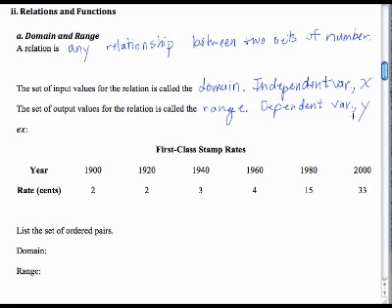So let's look at this example. First class stamp rates. In the year 1900, stamps cost 2 cents. In the year 1920, they cost 2 cents. 1940, they were 3. 1960, they were 4 cents. 1980, 15 cents. I remember when I was born, they were about 20 or something, somewhere in this range. And then in 2000, they were 33.